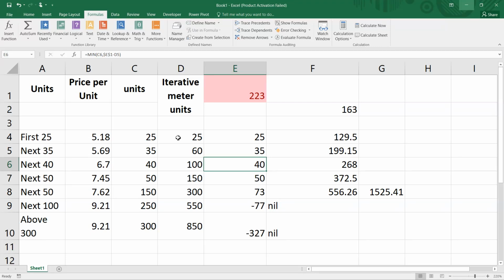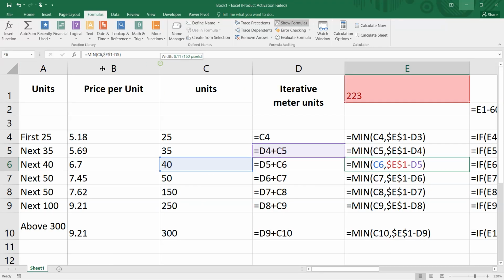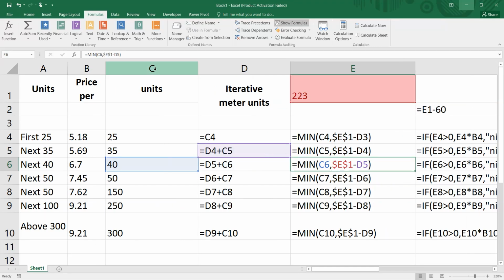Let me press Control tilde. Tilde is near the escape key. Below the escape key, it is a curly kind of switch. Control tilde to reveal all the formulas. So before ending the video, let me show you what I did.